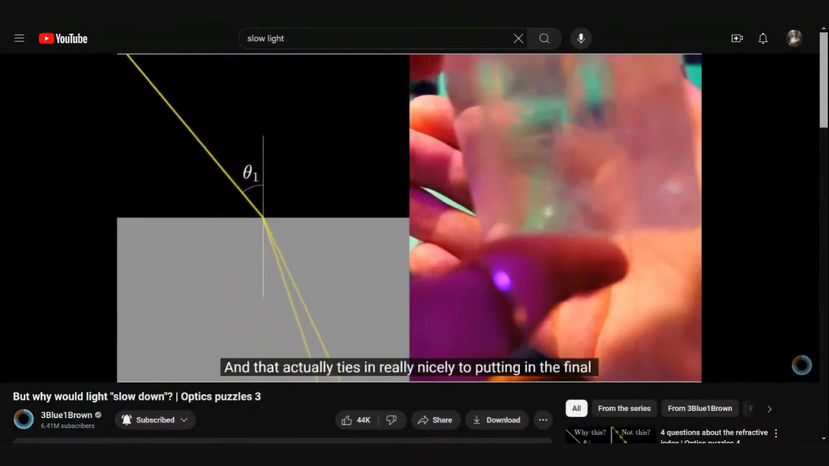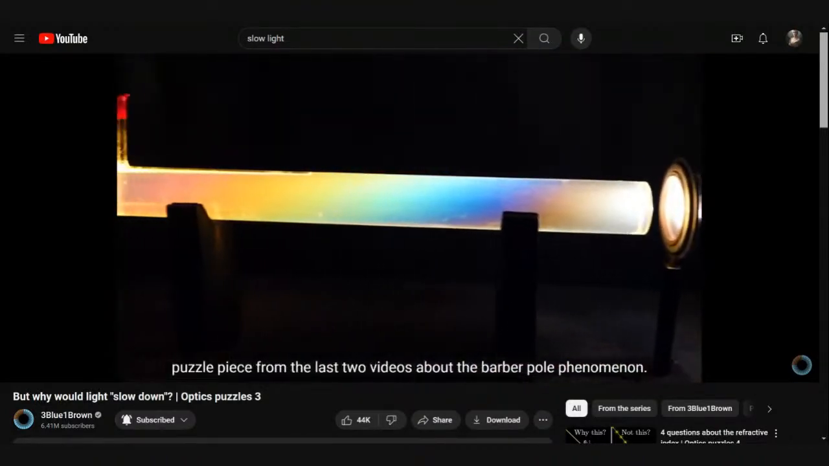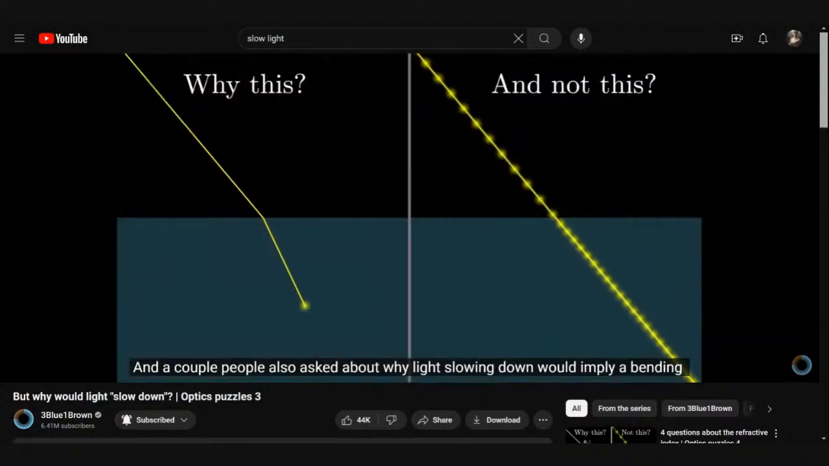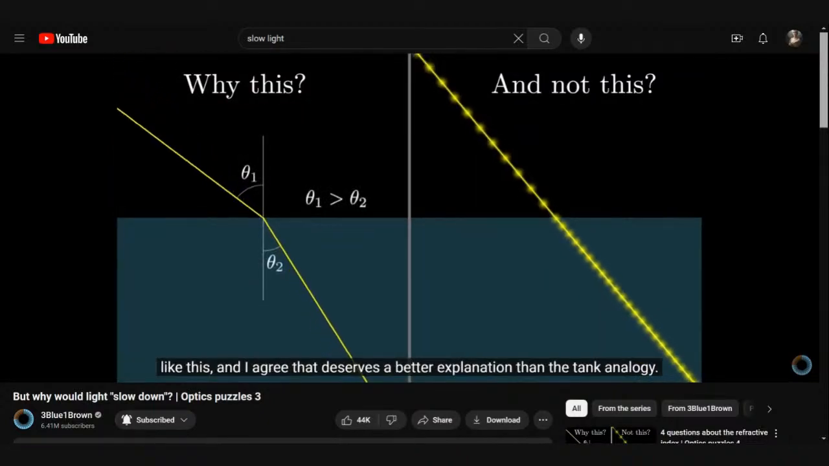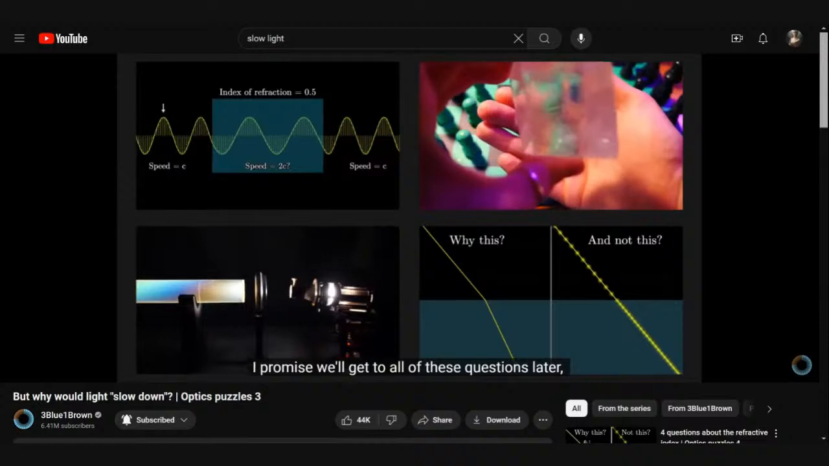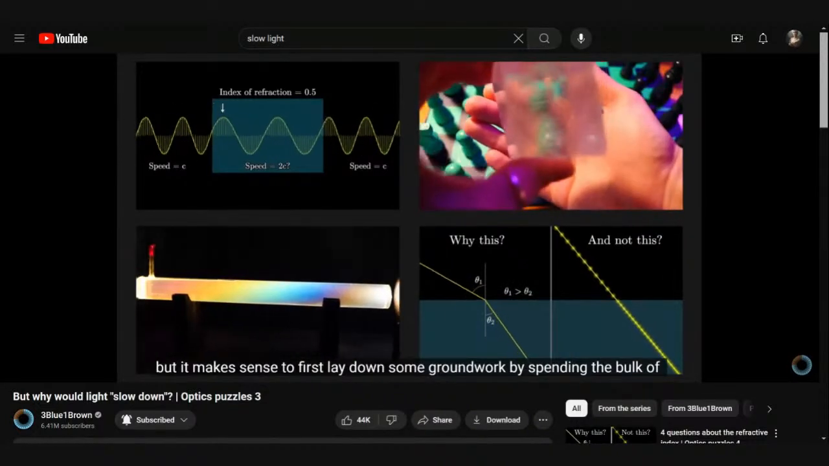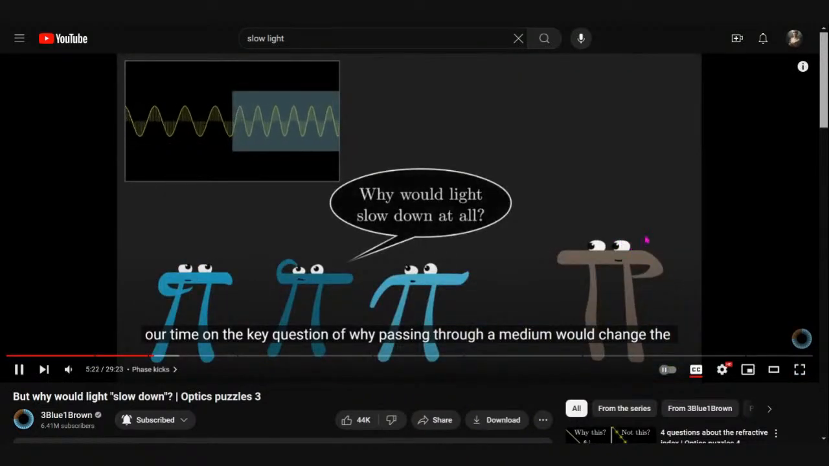And that actually ties in really nicely to putting in the final puzzle piece from the last two videos about the barber pole phenomenon. And a couple people also asked about why light slowing down would imply a bending like this. And I agree that deserves a better explanation than the tank analogy. I promise we will get to all of these questions later, but it makes sense to first lay down some groundwork by spending the bulk of our time on the key question of why passing through a medium would change the speed of a light wave at all.